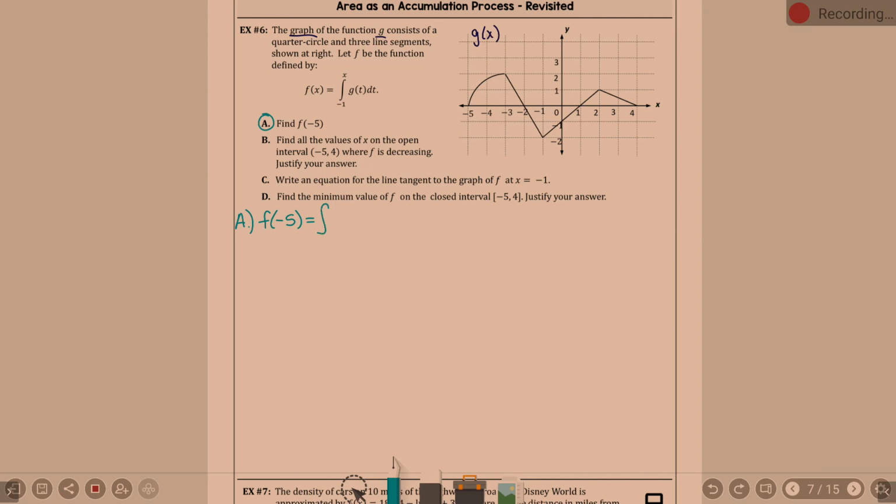f of -5 is the integral from -1 to -5 of g of t dt. But then don't you have to put it? Okay, so good. What Sophie brought up earlier. Okay, our brains are on it. We can't do -1 to -5. We can't have the bigger bound on the bottom, so this is now going to become the negative of the integral from -5 to -1 of g of t dt. Okay.